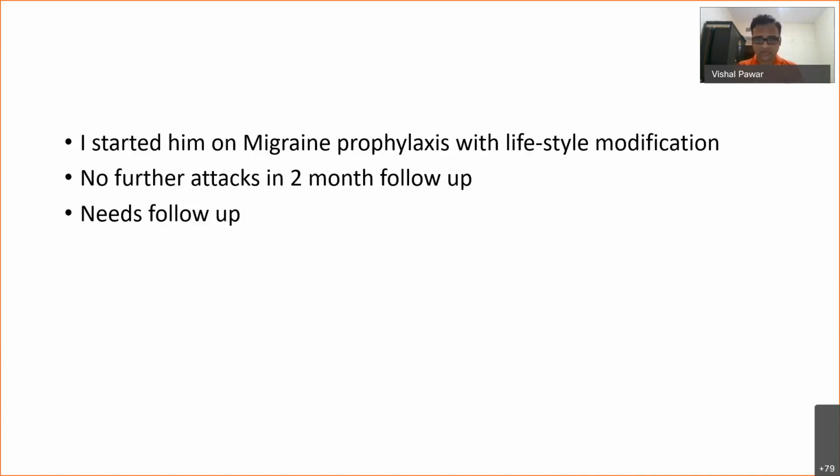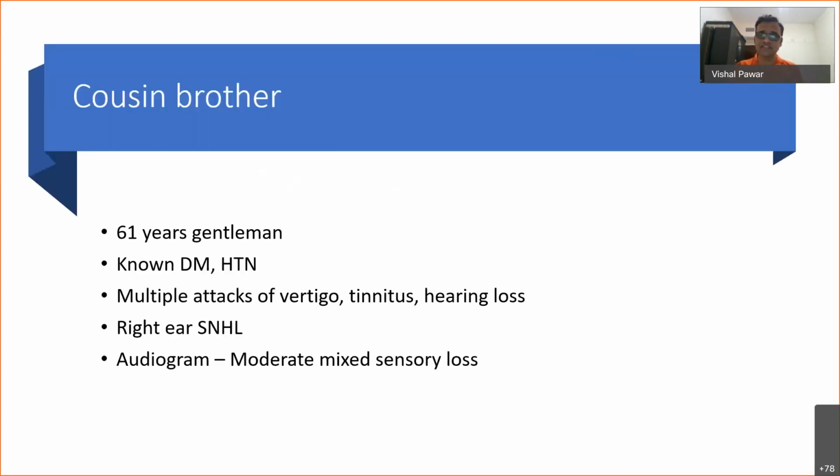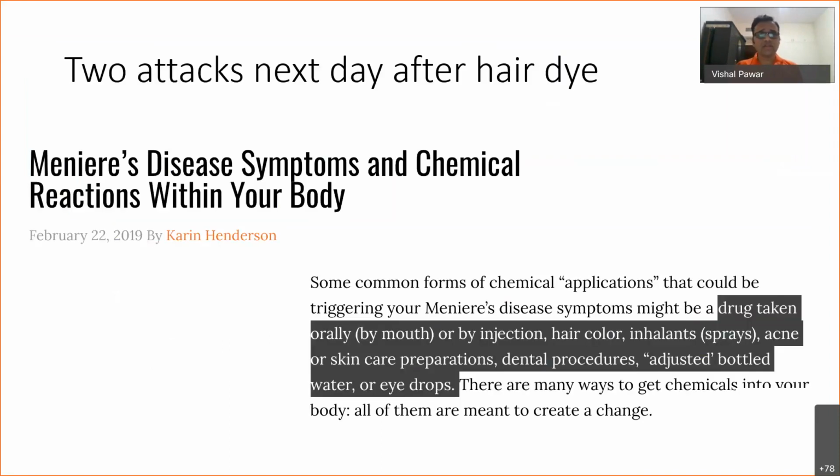Why? Because about 15 days ago, he came with his cousin brother. And his cousin brother is a 67-year-old gentleman. He's again diabetic, hypertensive, but he has typical Meniere's disease. He has multiple attacks of vertigo, tinnitus, hearing loss, and the audiogram is showing mixed sensory loss, and clinical examination is also showing right-sided sensorineural hearing loss.